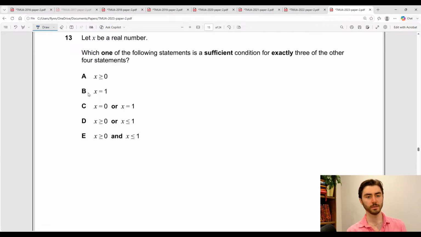So B, let's think about this. So let's consider B because it looks like the easiest one to consider. If it's B, that also satisfies C, and it also satisfies D, and it also satisfies E, and it also satisfies A. So B satisfies everything. So if X equals 1, that satisfies everything, and it's not that.